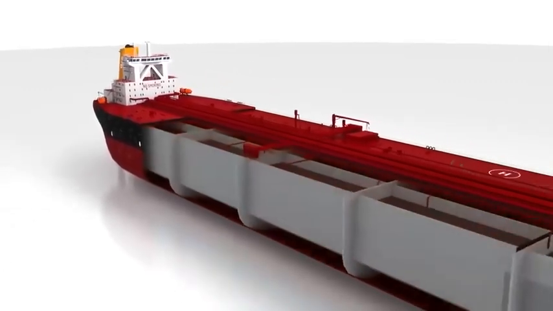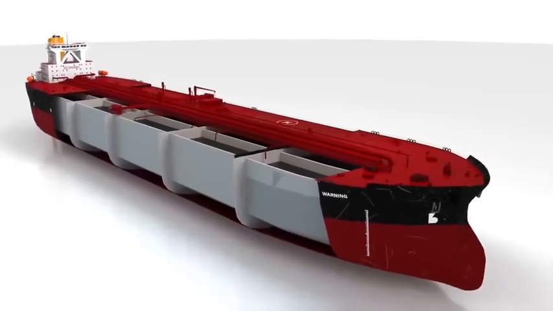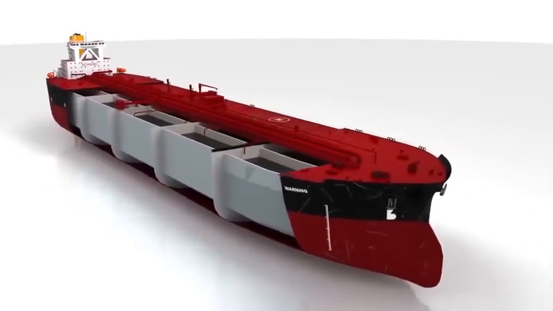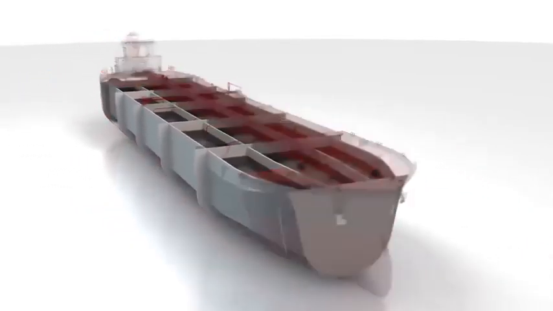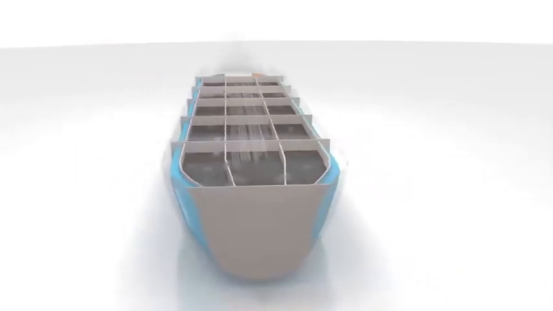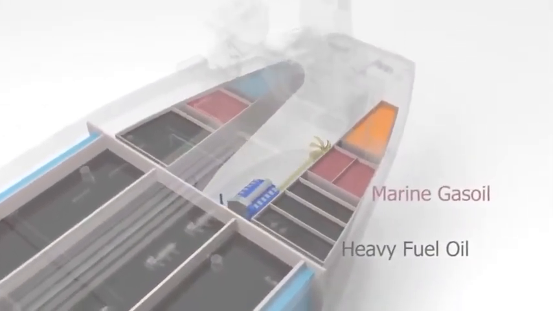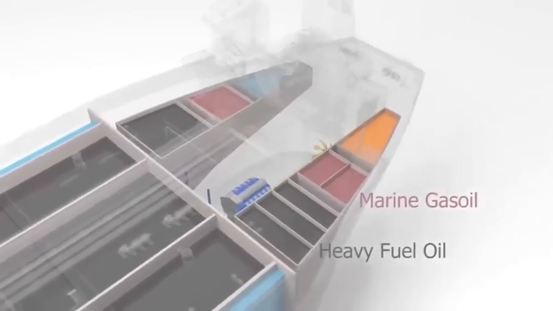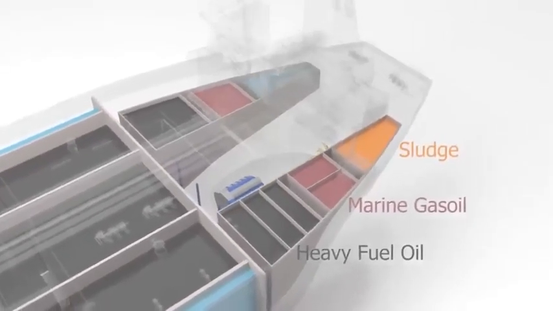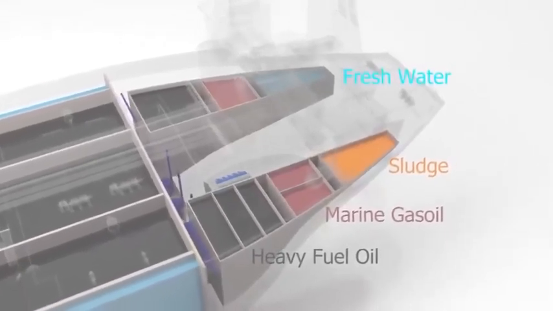Now let's take a look inside the hull. The oil cargo tanks store crude oil for transportation. Water ballast tanks provide stability for the vessel. In the aft of the vessel, there are heavy fuel oil and marine gas oil tanks that are used to power the ship. A sludge tank stores waste from the treatment system. There is also a freshwater tank.